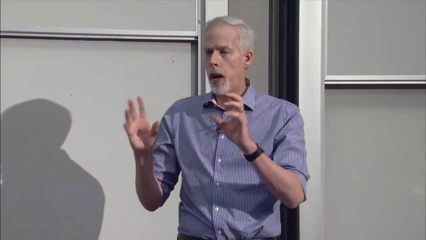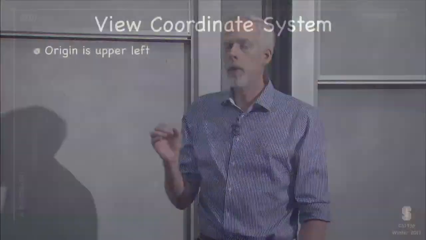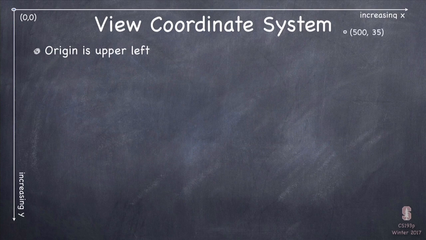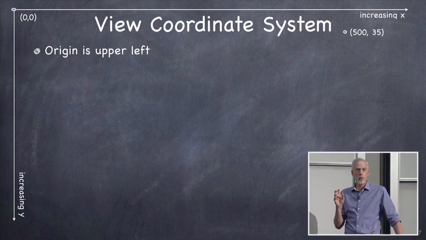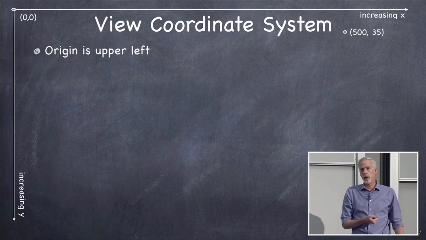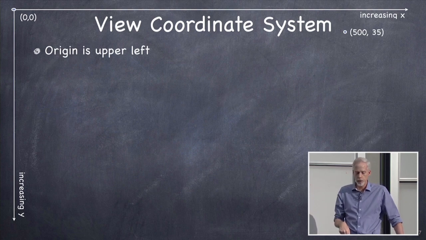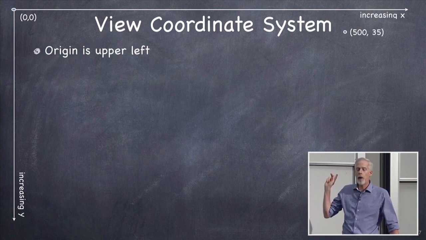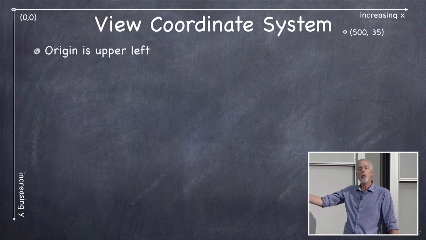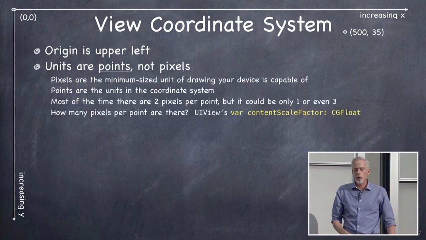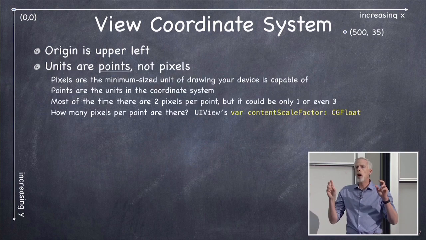Okay, so now that we have those four types, we can start talking about this coordinate system that we're going to be doing our drawing in. Now, the most important thing to understand, the simplest thing, is that the origin of this coordinate system is in the upper left of the screen. Okay? It's not Cartesian coordinates, where the origin would be in the lower left of the screen, because in Cartesian coordinates, increasing y means up. But in this coordinate system, increasing y means going down the screen. Okay? So very important to understand that. So you can see that point I have up there, 500, 35, that's 500 over and 35 down from the origin upper left.